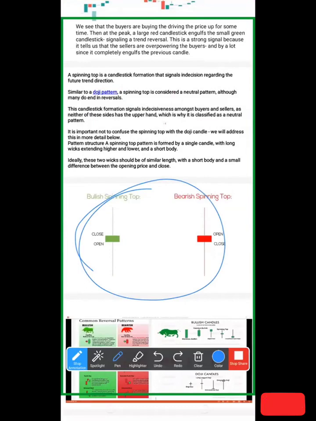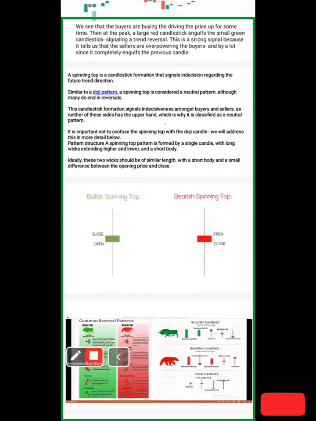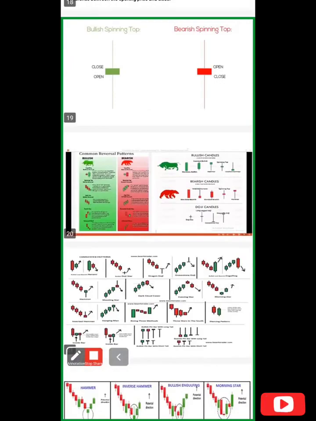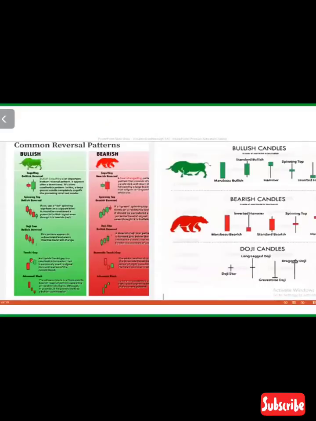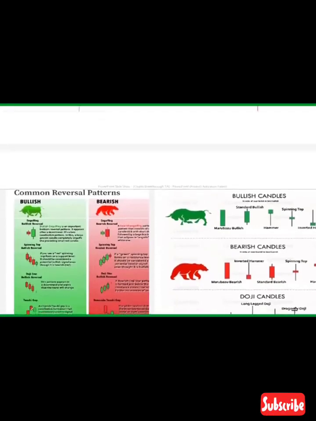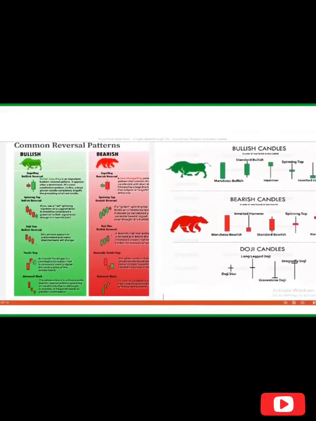But mostly, when you see a bullish spinning top, it tells you that the trend is about to reverse. 75% of the time when you see a bullish spinning top, price reverses. And most of the time when you see a bearish spinning top, price reverses. So that is it about candlestick anatomy and candlestick patterns. Okay, so these are some of the diagrams that I got from the internet that actually helped me.